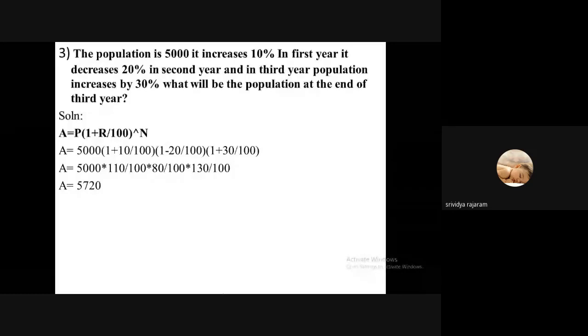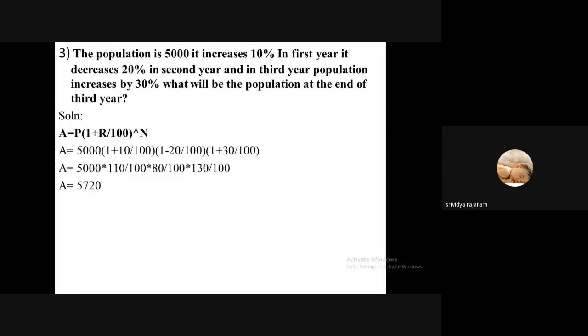So for the first year, what they gave, increases 10% in first year. So the rate is increasing for the first year. So what we are going to do, we are going to multiply with P. 1, since the rate is increasing for the first year, it is 1 plus 10 by 100. Since we are calculating only for that 1 year, the power will be 1. So I have not mentioned it. So 5,000 into, for the first year it is increasing, so I am adding the rate. So it is 1 plus 10 by 100.